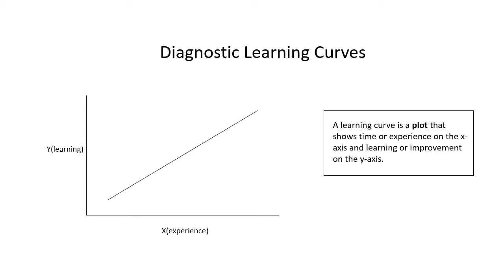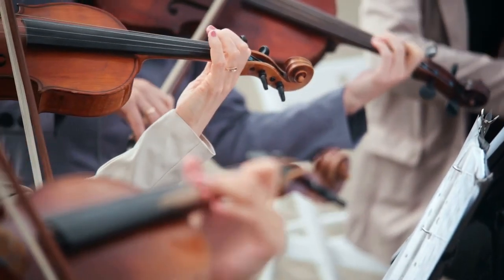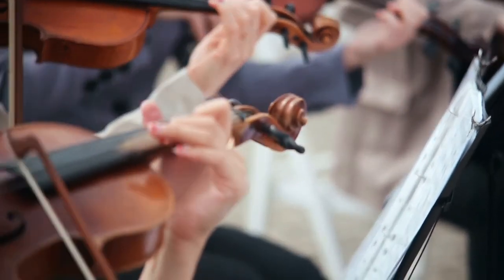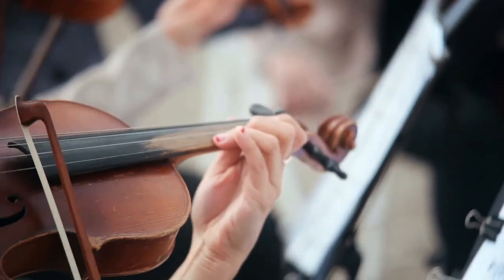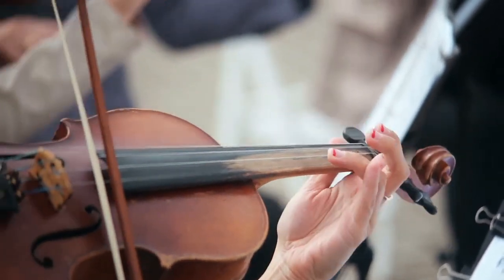Generally speaking, a learning curve is a plot that shows time or experience on the x-axis and a learning improvement on the y-axis. For example, if you were learning a musical instrument, your skill on the instrument could be evaluated and assigned a numerical score each week for a year. A plot of the scores over the 52 weeks is a learning curve that would show you how your learning of the instrument has changed over time.